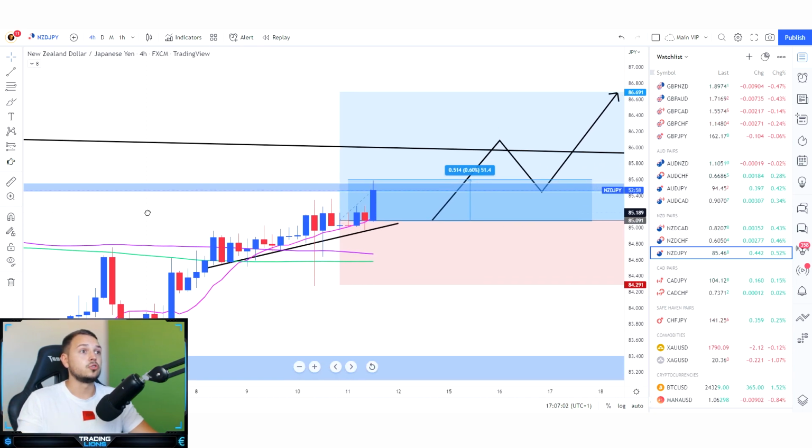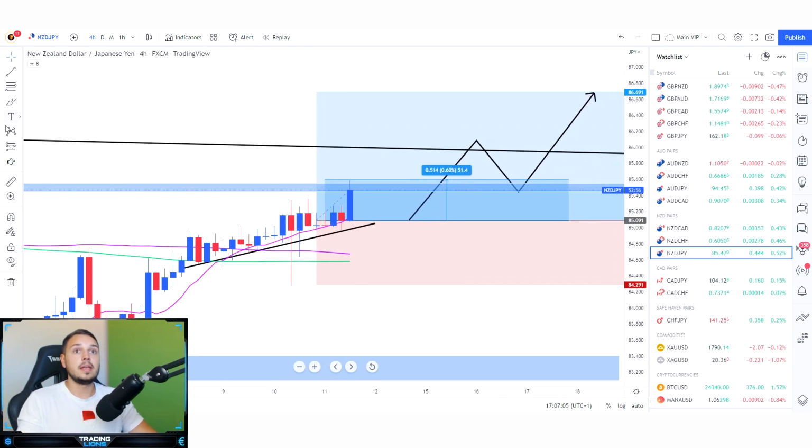Let me just show you one of my trades I placed today. This is NZD Japanese yen. I sent this signal out on my Discord group and currently around 50 pips in profit, which is great, right?